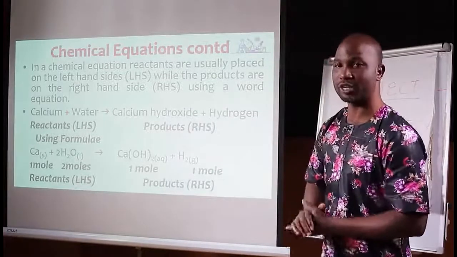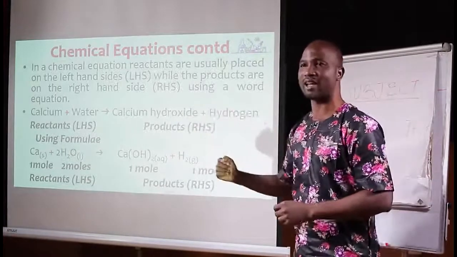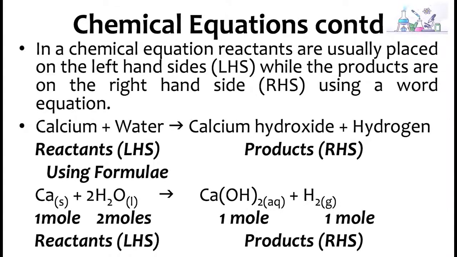Now, another piece of information you get from this chemical equation is the mole ratio of both the reactants and the products. What you have here is 1 mole of calcium reacting with 2 moles of water to give you 1 mole of calcium hydroxide and 1 mole of hydrogen. We refer to that as the mole ratio of both reactants and products.